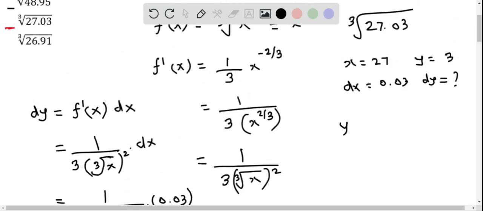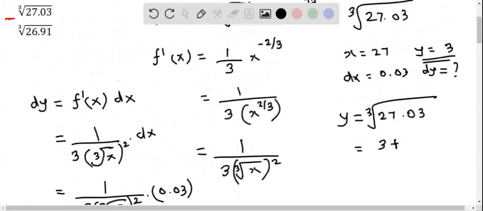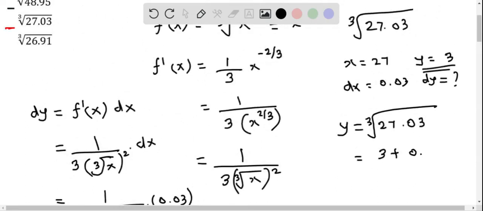Therefore, the new y, which is basically the cube root of 27.03, is equal to the original y, which is 3, plus dy, which is 0.0011. So this comes out to be 3.0011. So this is the approximate value of the cube root of 27.03.